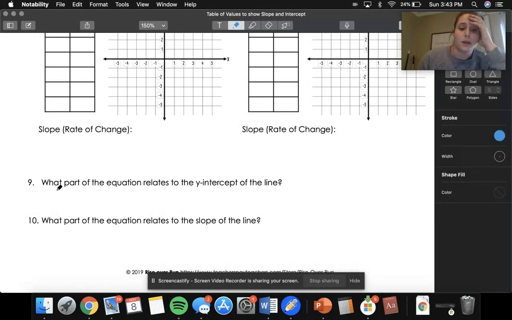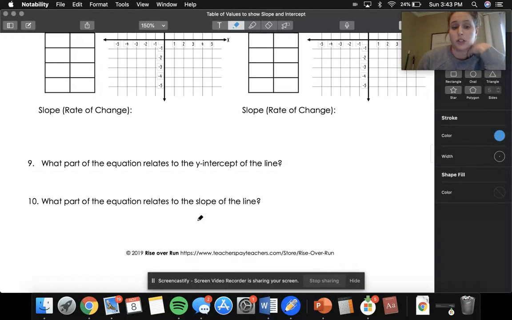What part of the equation relates to the y-intercept or the starting point? So we're reviewing what we did in class yesterday with our graphing illustrations problem. And then what part of the equation relates to the slope of the line. So I want you guys just to try that.